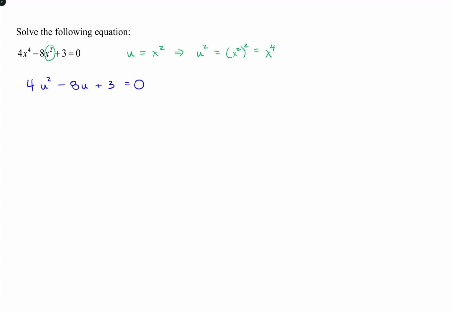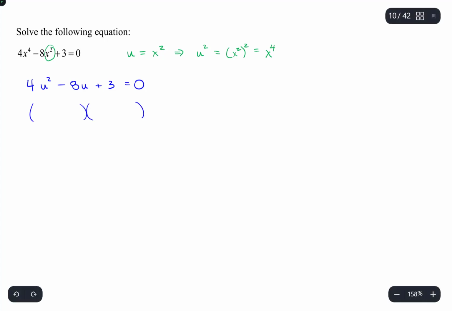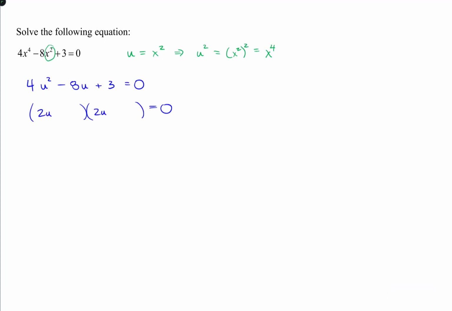And there's a possibility here that this could factor. Maybe I need to use the quadratic formula. I'm not really certain at this point, but I tend to try factoring first. And to factor, what I would do is try and come up with two things that would multiply to the leading term, 4u squared. So 2u and 2u would multiply to 4u squared. Then I need two things that multiply to the constant, so that would be 1 and 3.